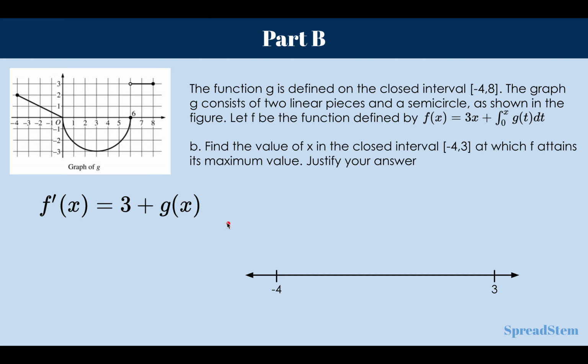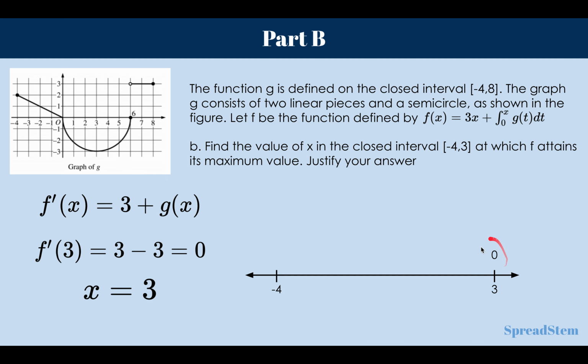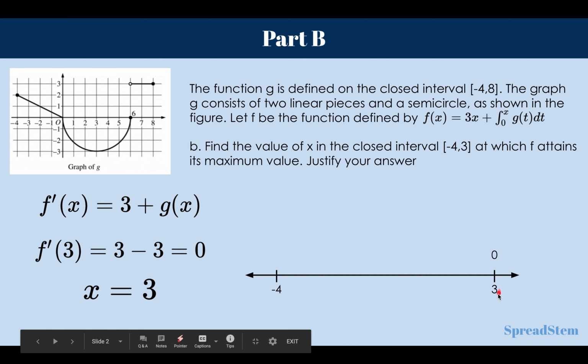From the previous slide, we know that f prime of x equals 3 plus g of x. So the derivative is 0 when g of x is -3, and this is true when x is 3, because then y is -3. So we can mark on our graph that at x equals 3, the derivative is 0.